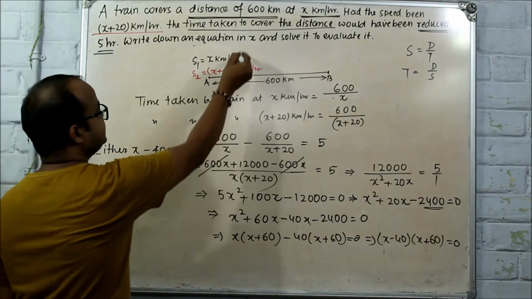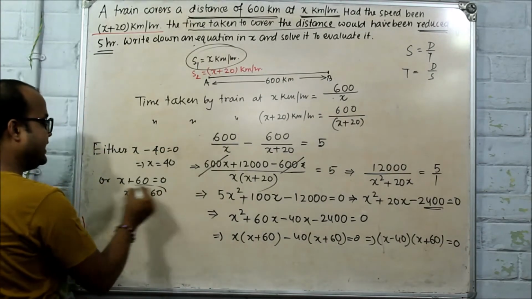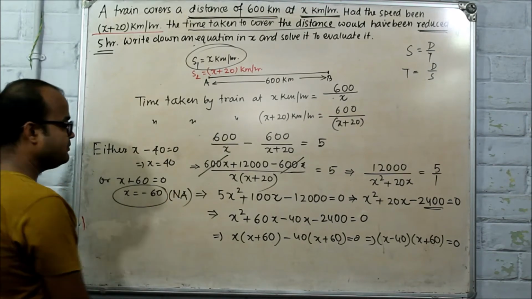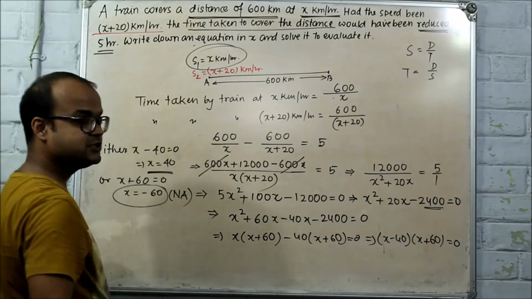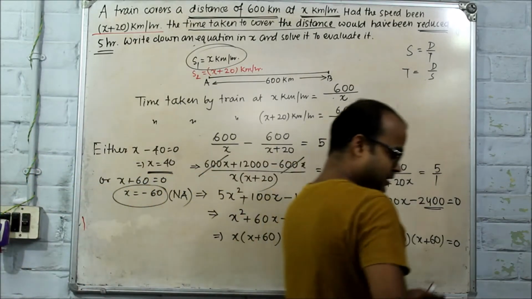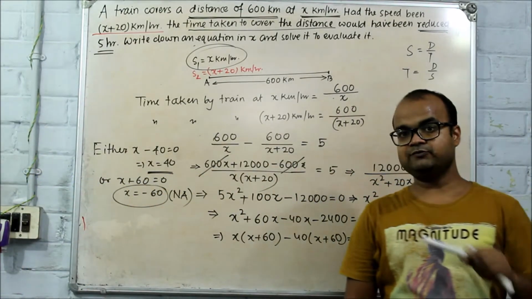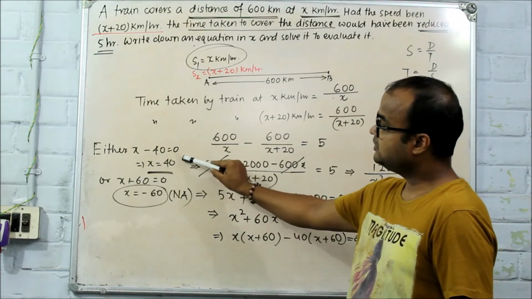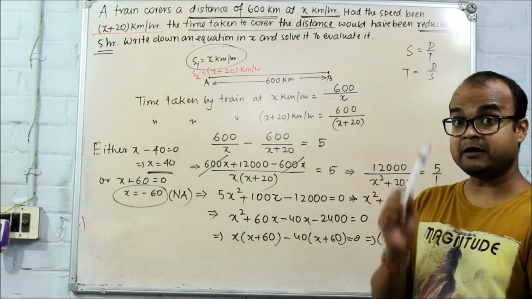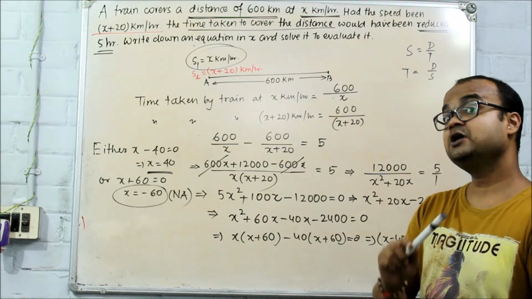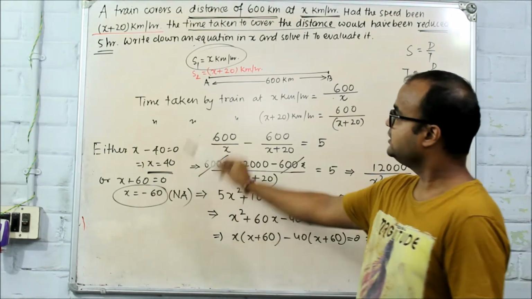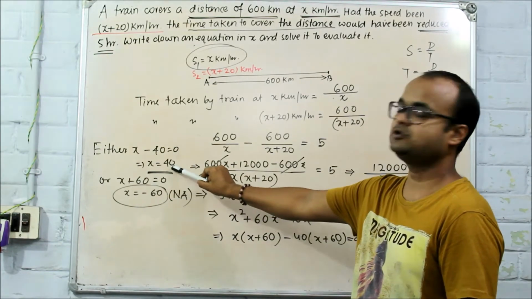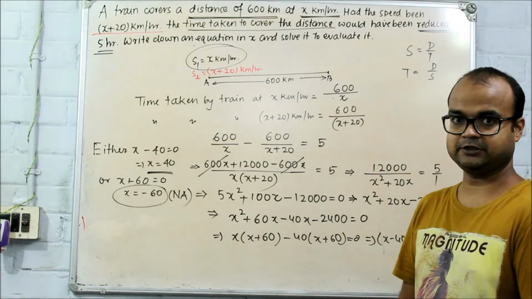Now x is the speed, so x can never be negative. So here we write that it is not applicable. Your answer is x is equal to 40. When we start word problems, as I told you in part 1 of this series, you need to avoid the value of x which is not relevant. Here speed cannot be negative, so we are avoiding this value. So x will be equal to 40.